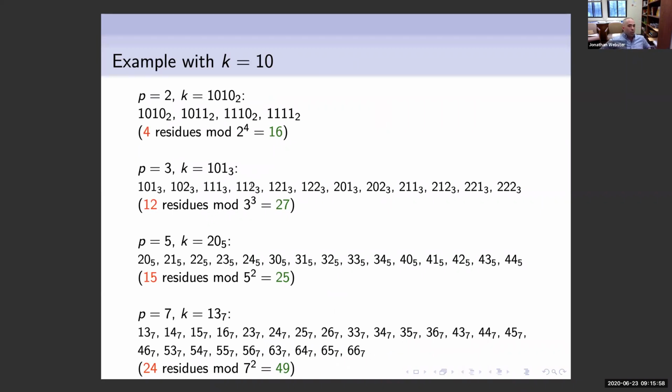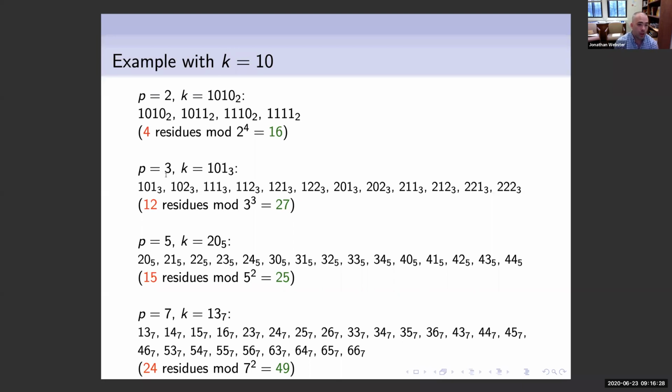Continue our example. What does this mean for k equals 10? Well, for the prime 2, we need to look modulo 16, and we write down the 10 in base 2, and then we write down every base 2 expansion that Kummer's theorem says would qualify. So if k is 1, 0, 1, 0, here are the 4 valid base 2 representations of n mod 16.